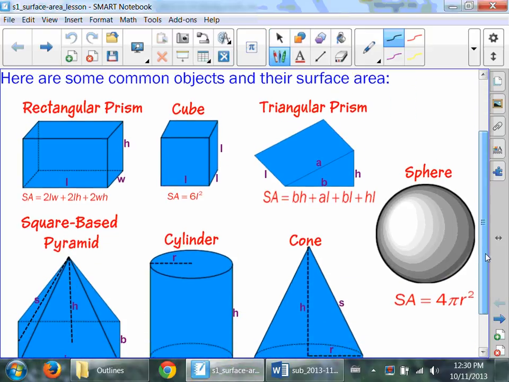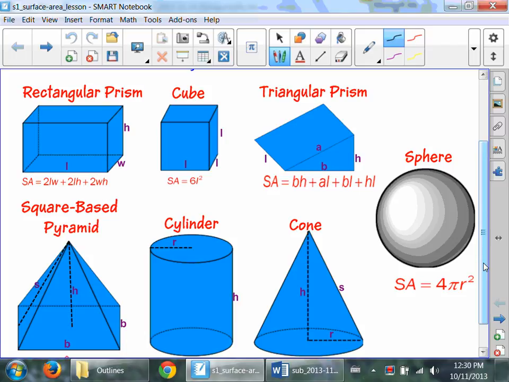Start off with a rectangular prism, like a box of Kleenex. Its formula for surface area is 2 times the length times the width, plus 2 times the length times the height, plus 2 times the width times the height. Then we'll look at a very special rectangular prism in which all the sides are the same. That's the cube. Its surface area is just 6 times the length squared.